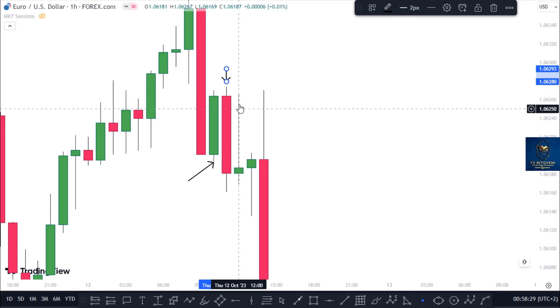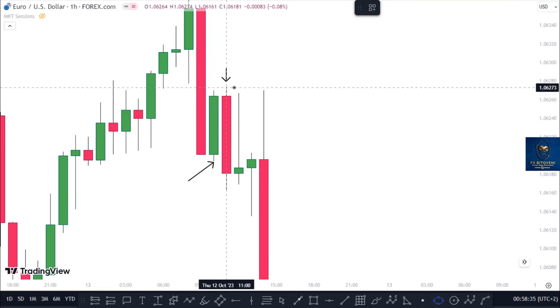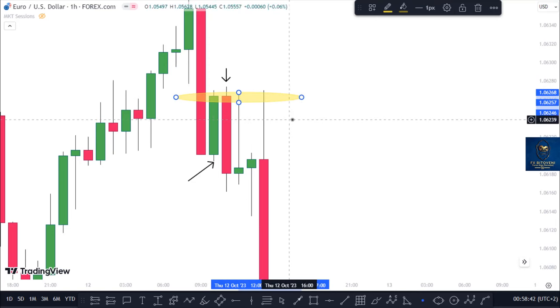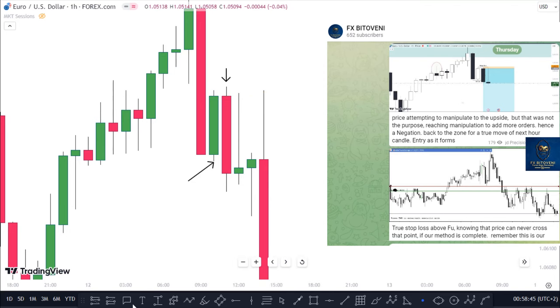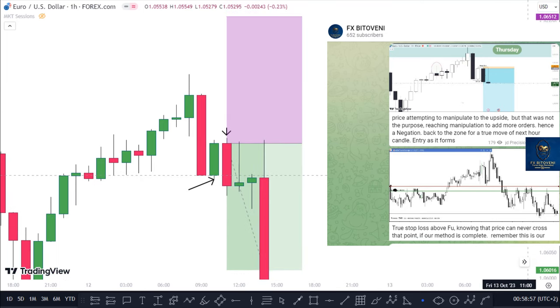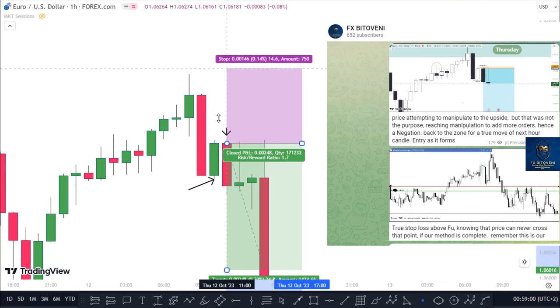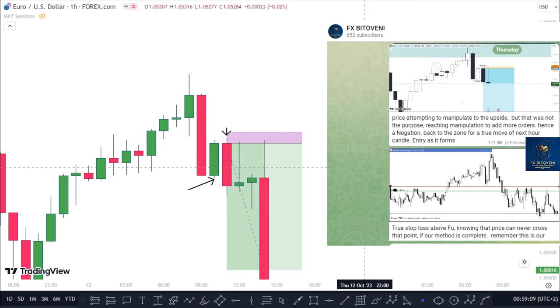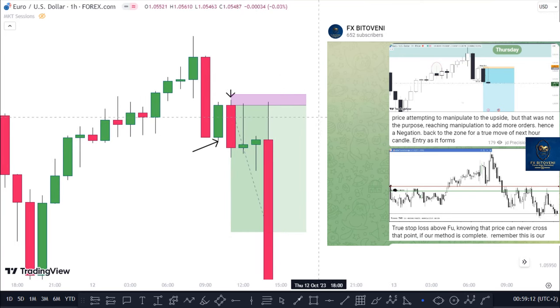You need what? A push, a retest, and you have to enter as it forms in this level. You get the point. And then it's going to be your sale opportunity. Stop on your manipulation level, like 1 pip above it. You see, it was 1.5 pips. You can even make it 2 pips of stop loss, because you understand what you are doing.